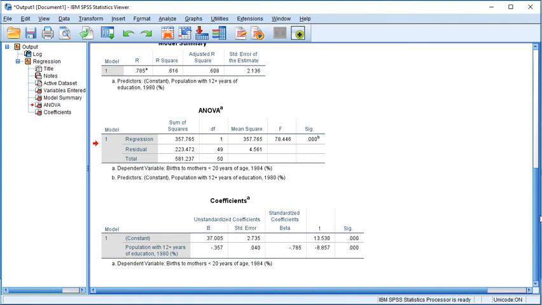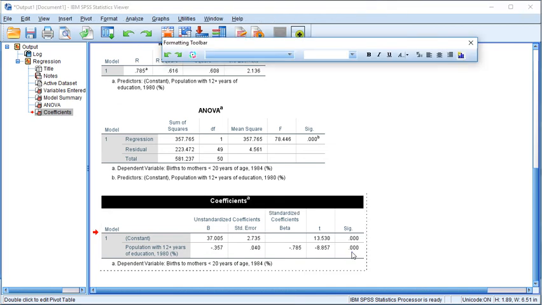Now its significance value also is reported here as 0, but it's not exactly 0. It's going to be a very small value. So I'll click on the output if I want to know the exact value of the probability value of this particular t-test. Once I double click on it to activate it, I can edit it, but all I want to do is move my cursor on top of the significance value to see what the actual probability value is.